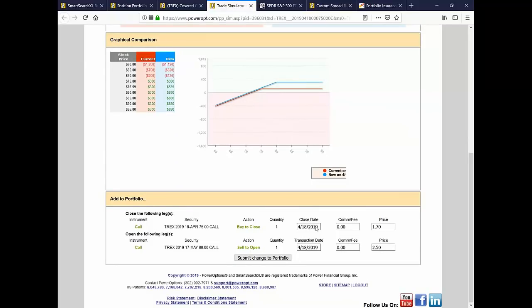Down below, the information's mostly filled in for me. I place the roll at my broker, come back, and let's say it cost me $1.72 to buy back this call, and I actually got $2.53 for selling the May 80 call at midpoint prices. Put in my numbers, put in my commissions, and click Submit Change to Portfolio.